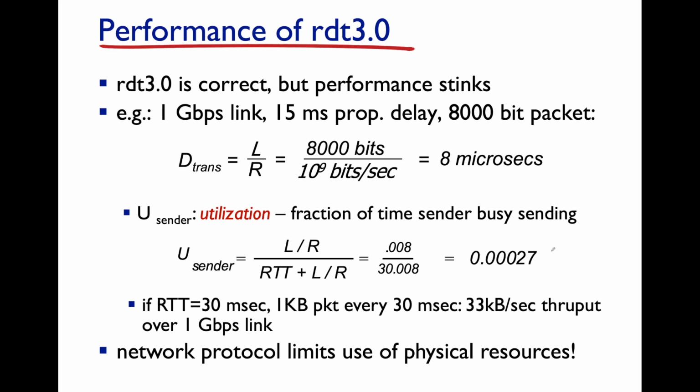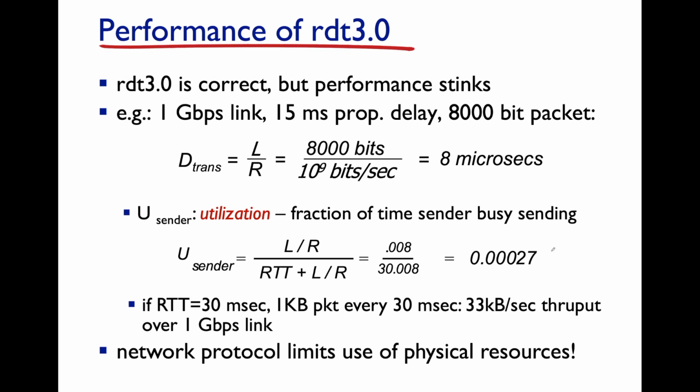Let's imagine you have a 1 gigabit per second link, and you have 15 millisecond propagation delay. And let's assume, for the sake of argument, this is in the book, you have an 8,000-bit packet. So if we were to look at the transmission delay, that's L, the size 8,000 bits, over R, that's 1 gigabit per second, so it's 10 to the 9 bits per second. That's 8 microseconds. And so the transmission delay, or time actually sending that data, is 8 microseconds.